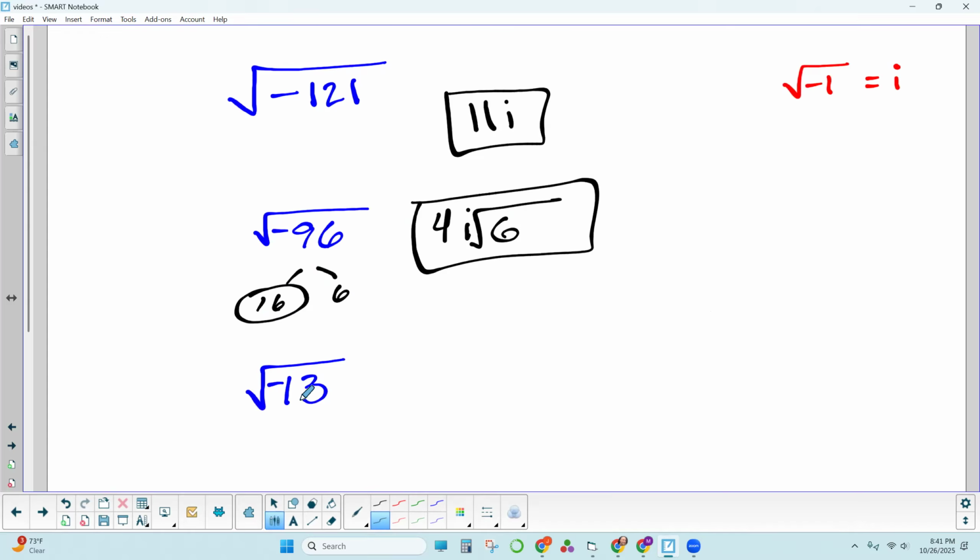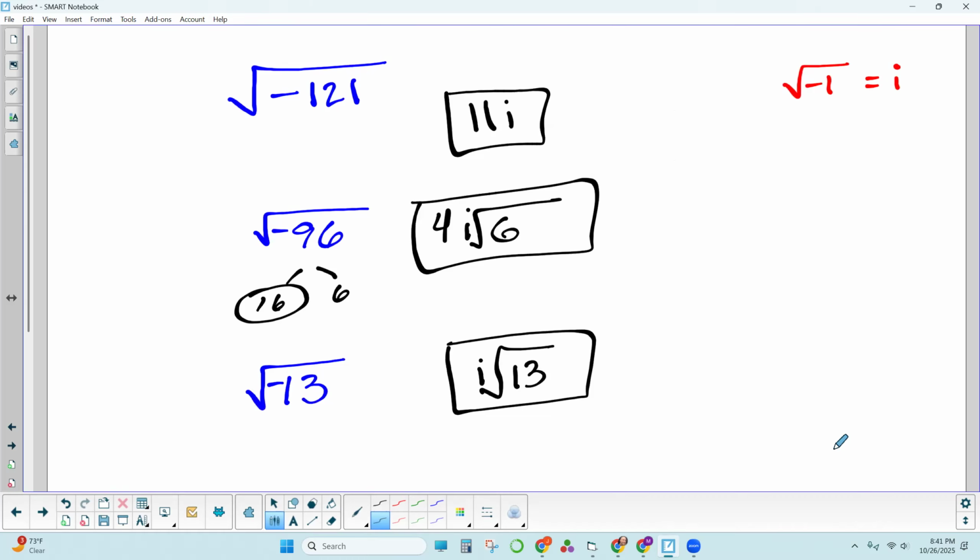And our last one down here, because we've got a negative, we're going to pull out i. And the square root of 13 can't be simplified, so there's nothing more we can do with that. We leave the 13 under the radical: i square root of 13. And there you go. It's as easy as that.